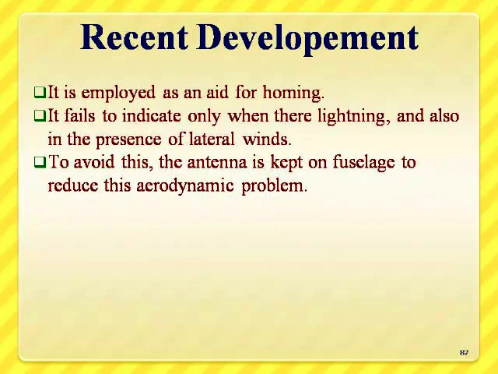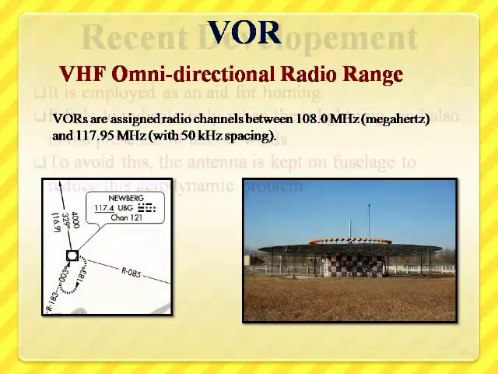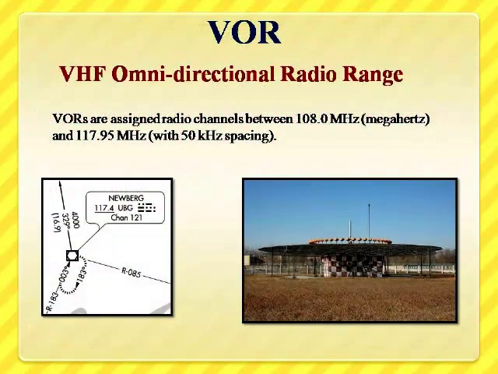What are the recent developments in this? It is employed as an aid for homing. It fails to indicate only when there is lightning and also in the presence of lateral winds. To avoid this, the antenna is kept on the fuselage to reduce this aerodynamic problem. The navigational aid known as VOR, VHF omnidirectional radio range, is assigned channels between 108 MHz and 117.95 MHz with 50 kHz spacing.